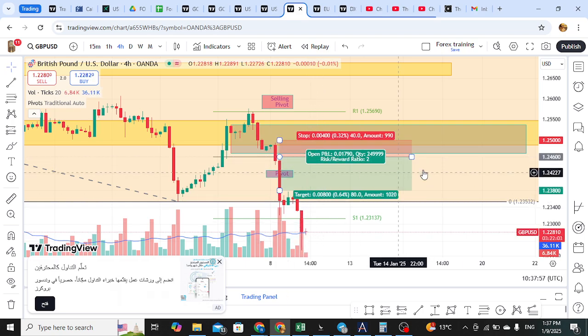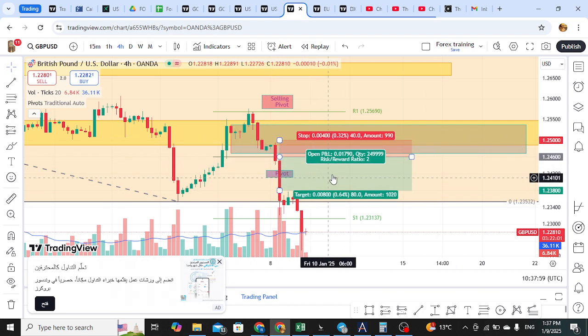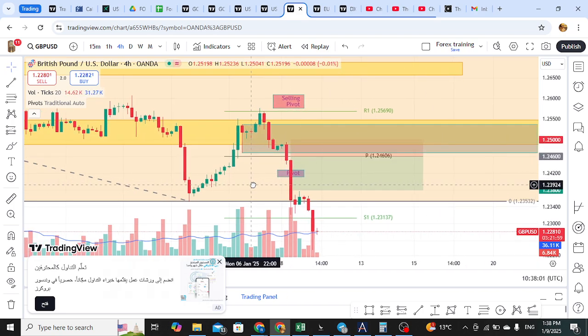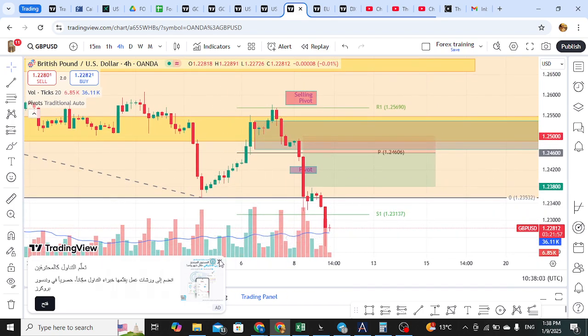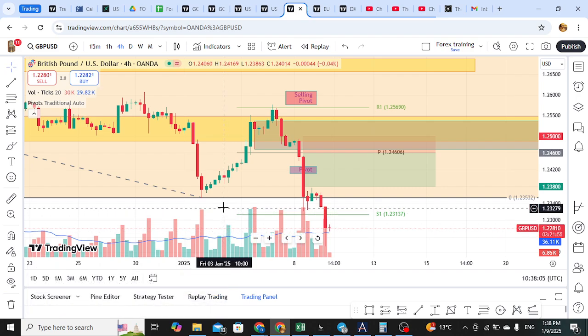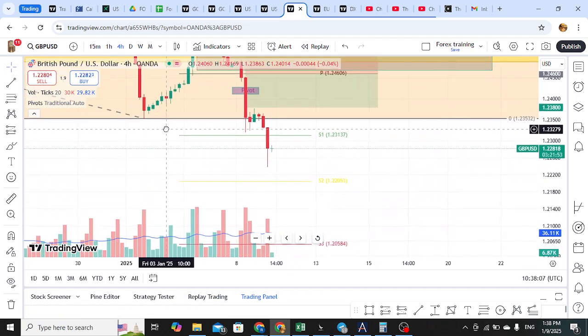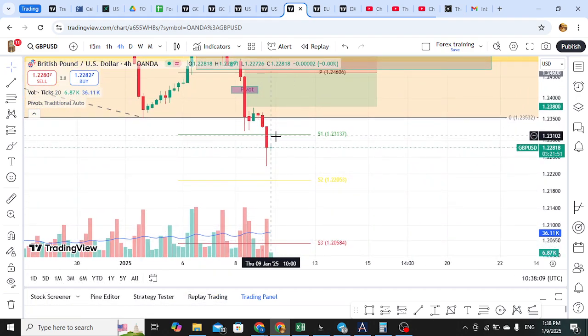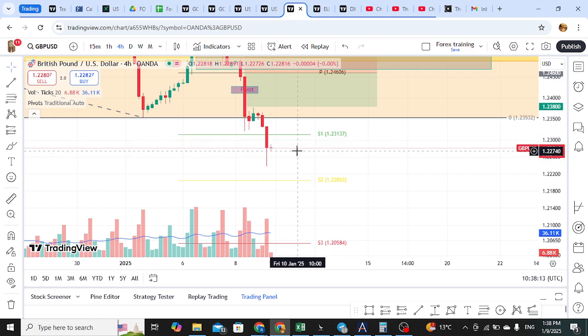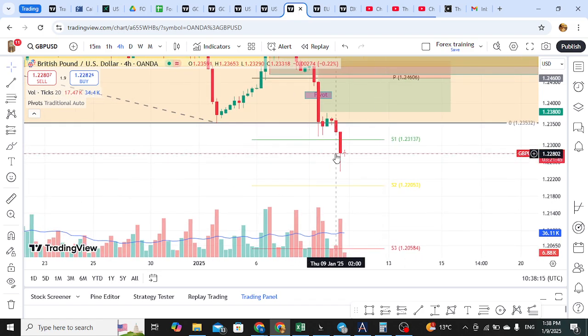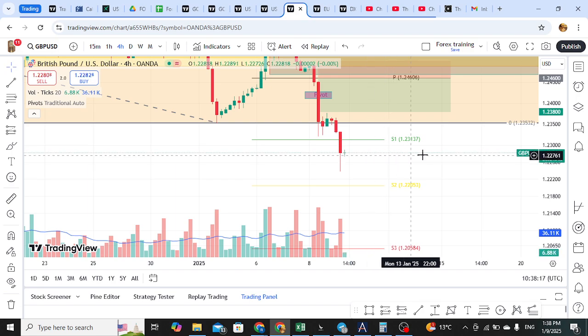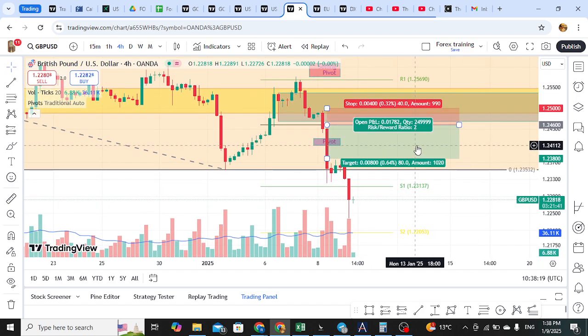I need to restudy what the new clusters of today are, especially since it went down and broke the S1 level of the pivot points. So there is a new story today. So this was deleted, there is nothing here.